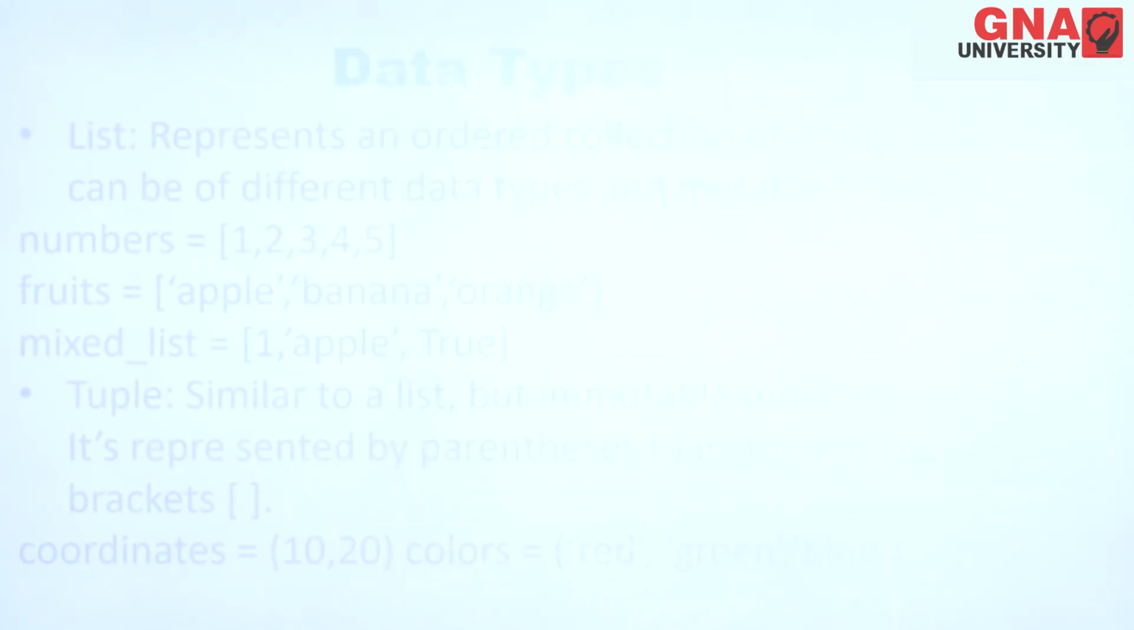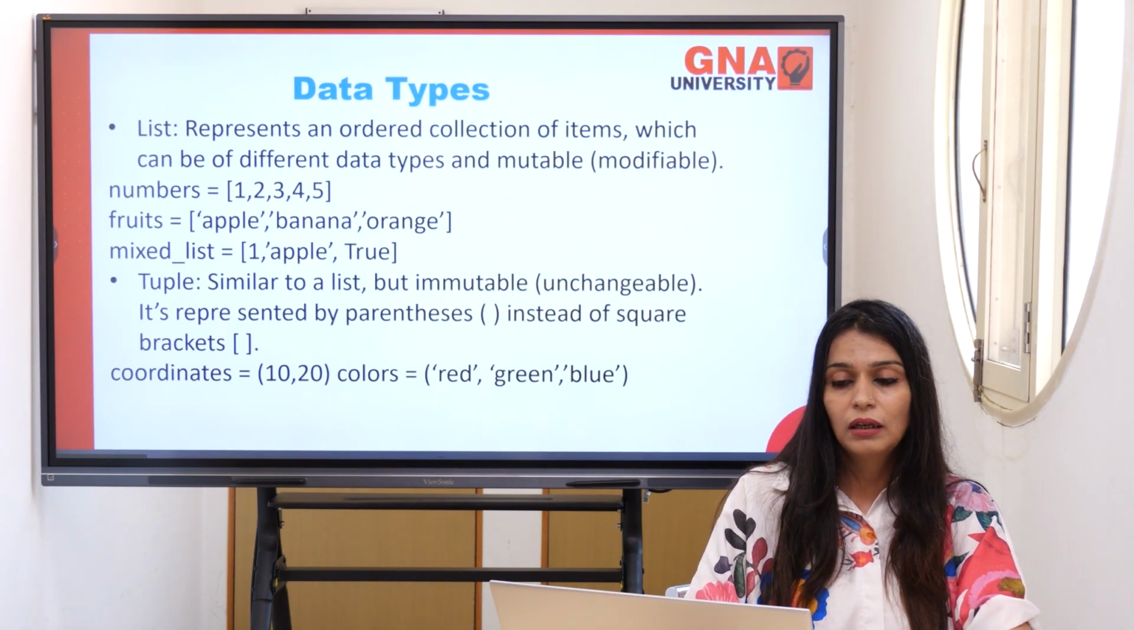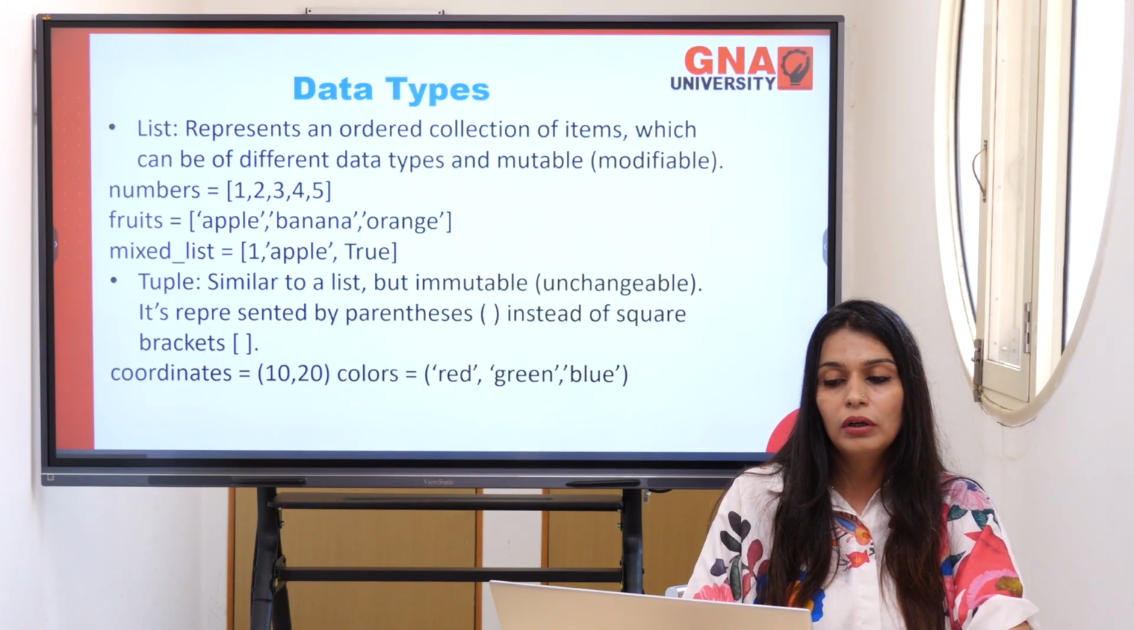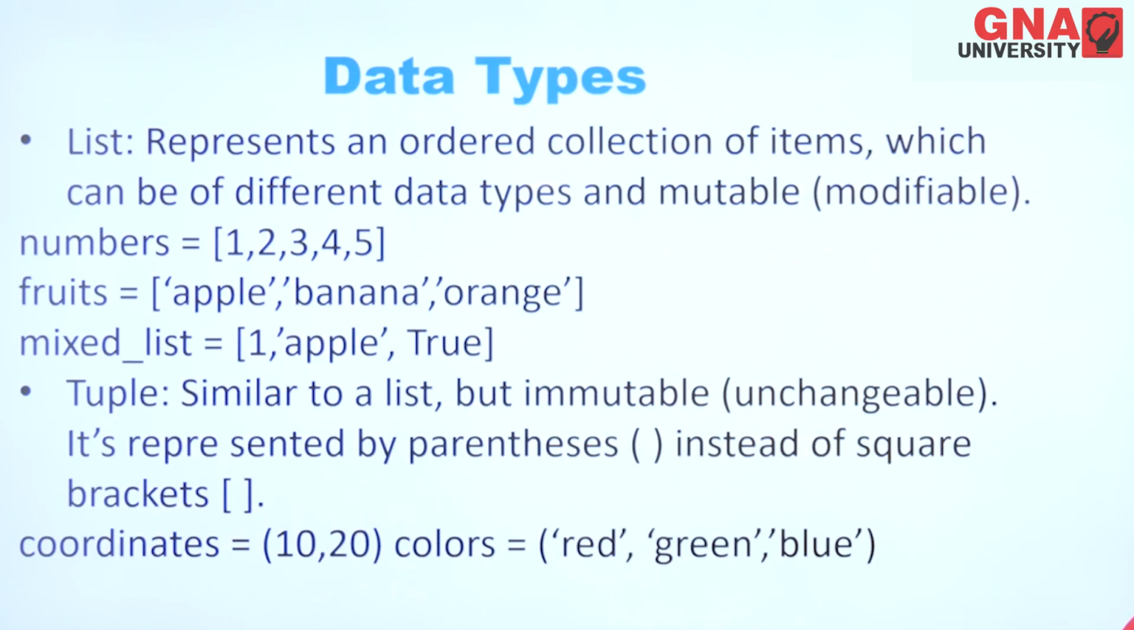Now further in data types, there are lists that represent an ordered collection of items, which can be of different data types and can be mutable. We write this data type in square brackets. After each item we put a comma, like 1, 2, 3, 4, 5. These all are the items of the list.